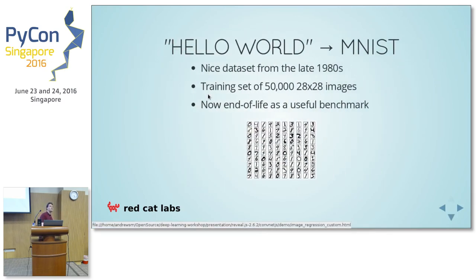So back to... now we've got some kind of computer machinery involved. Let's go back to one of the older examples. This is a test set from the 80s, used by the US Post, I think. It was originally considered quite tough. This is a training set of 50,000 images of numbers written in boxes on letters. They're 28 pixels square.